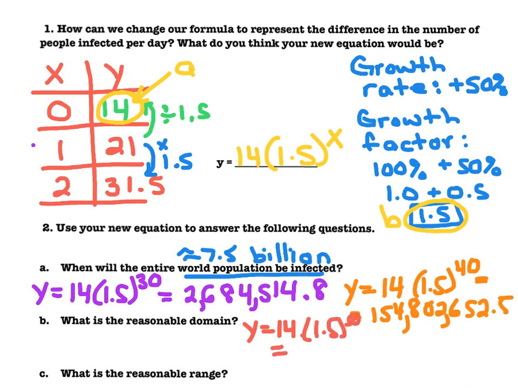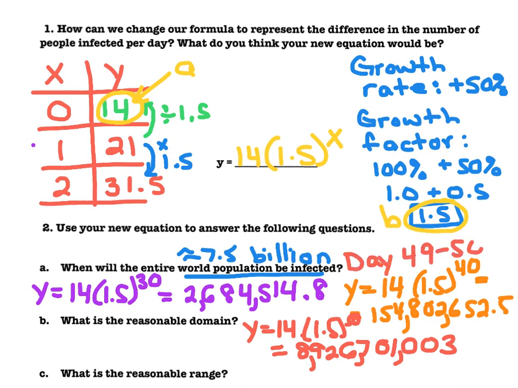And when we plug in 50, we're going to finally hit our mark here. So we get 8,926,701,003. Now that's obviously a little bit too high. So when we talk about when will the entire population be affected, that would be between day 49, which would come before it, and day 50. We find that by substituting and plugging in values for x.